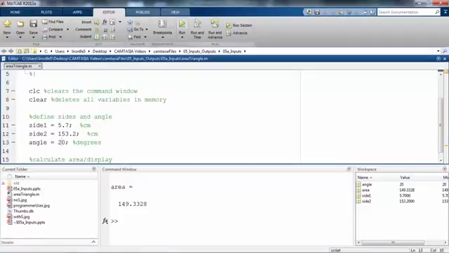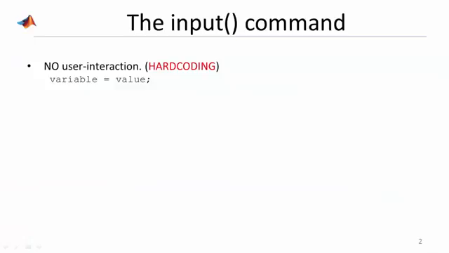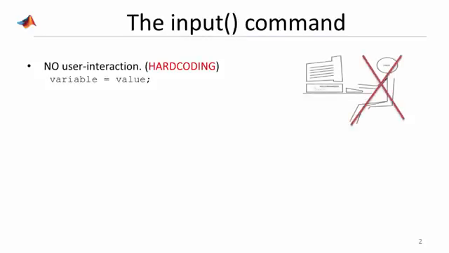Please enter the side 1, please enter side 2, or the angle. The theory in itself is not complicated. If we have variable equals value, like we've done so far, we have absolutely no user interaction. This is called hard coding. What is in the code will forever stay like this when the user uses your software.